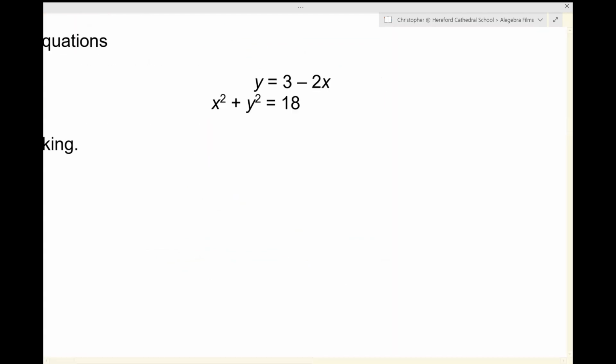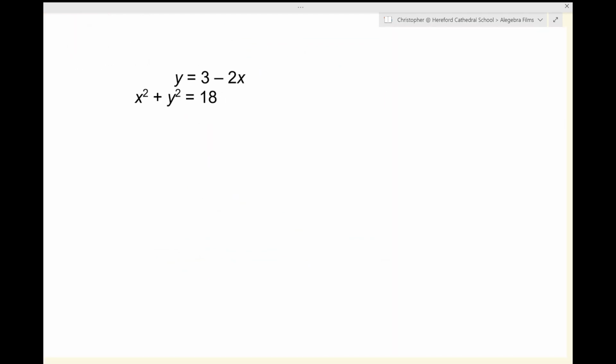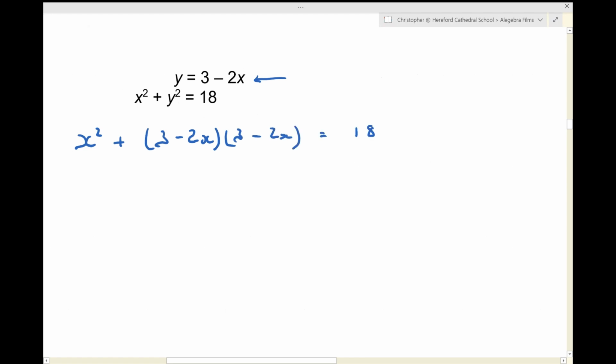Question 3. Now in my first equation here, I've got an expression for y, so I'm going to substitute that into my second equation instead of y. So I'm going to have x squared plus, instead of y squared, I'm going to write (3 minus 2x) multiplied by (3 minus 2x), and that's going to equal 18. So copy down this x squared, now I'm going to multiply out my brackets here. 3 times 3 is 9.